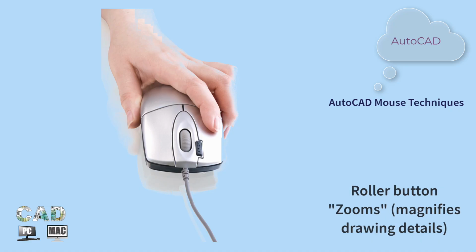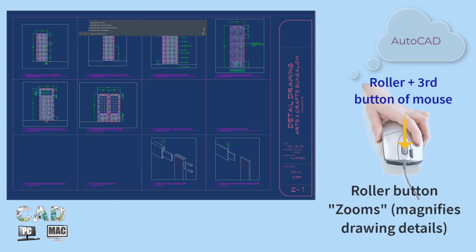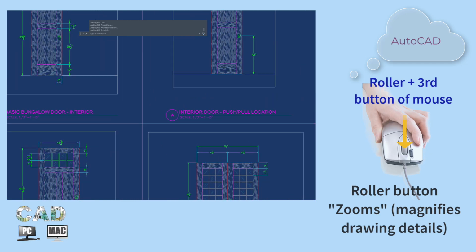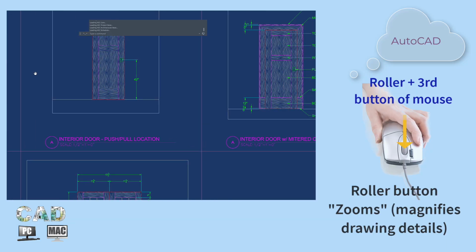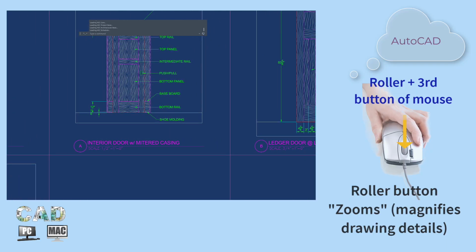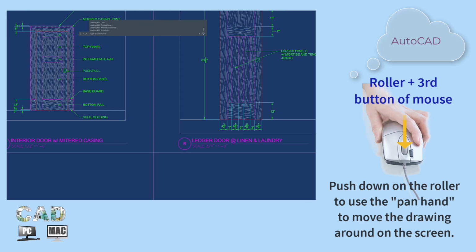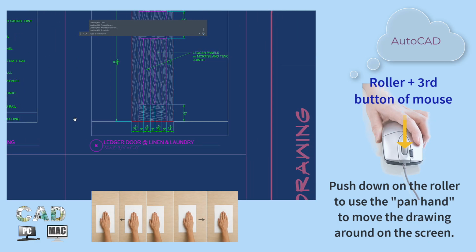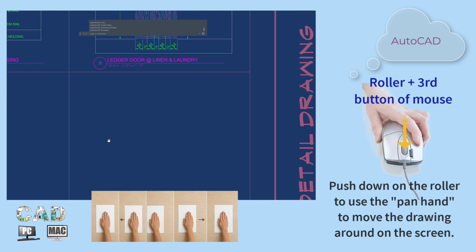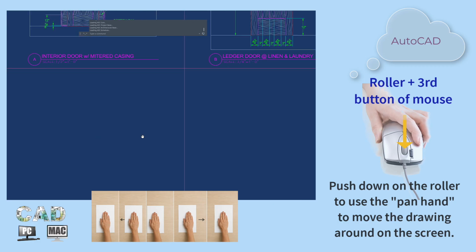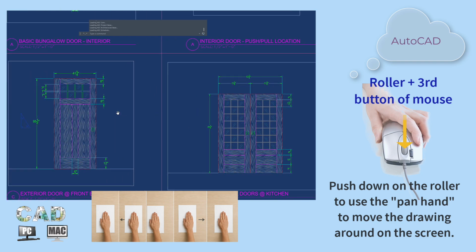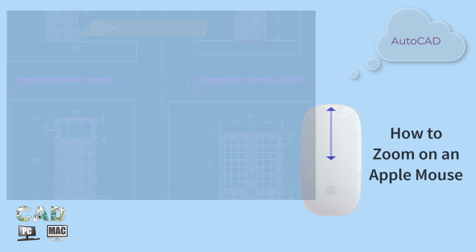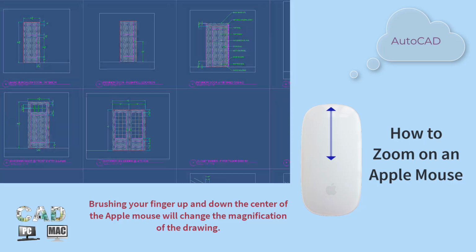In between the left and right mouse buttons is the roller wheel. The roller feature on this type of mouse also serves as a third button. You can zoom in closer to a drawing's details by brushing your finger over the roller wheel. When the roller is actually pressed down in AutoCAD, you can move the drafting model around in space, much like you could if you moved an object with your hand on a flat surface. Let's compare these features using an Apple mouse.